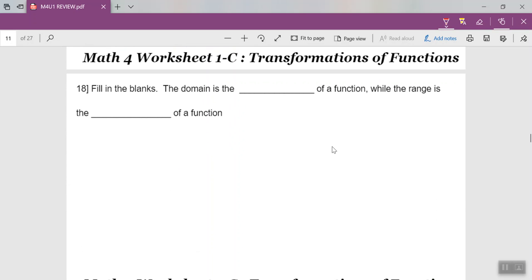All right. The domain is basically all of the x values, while range is the y values. Now I'm going to pause here and do the rest of them in a separate video.